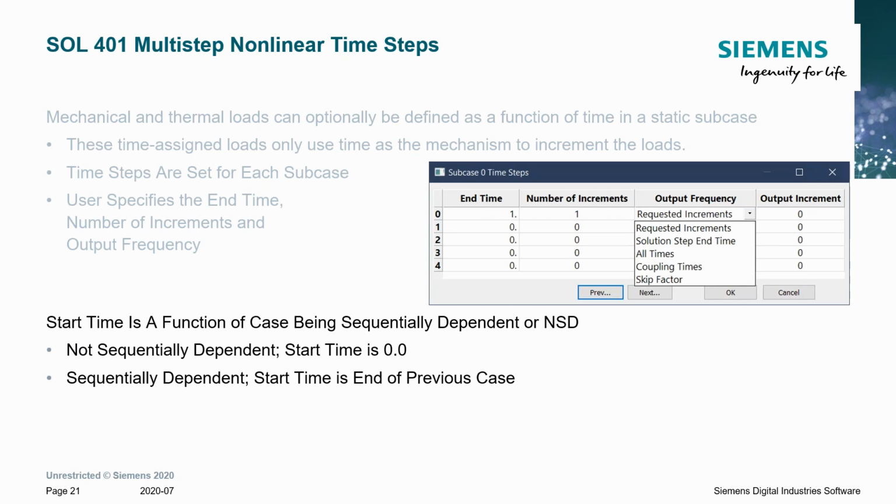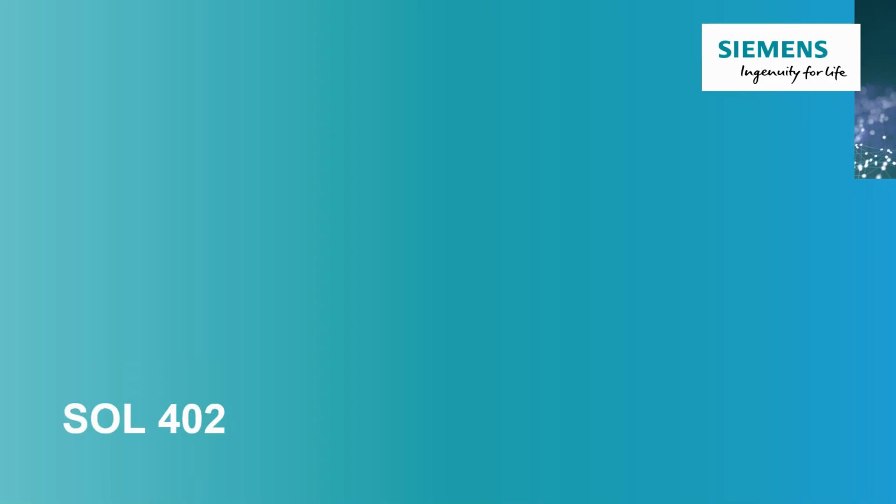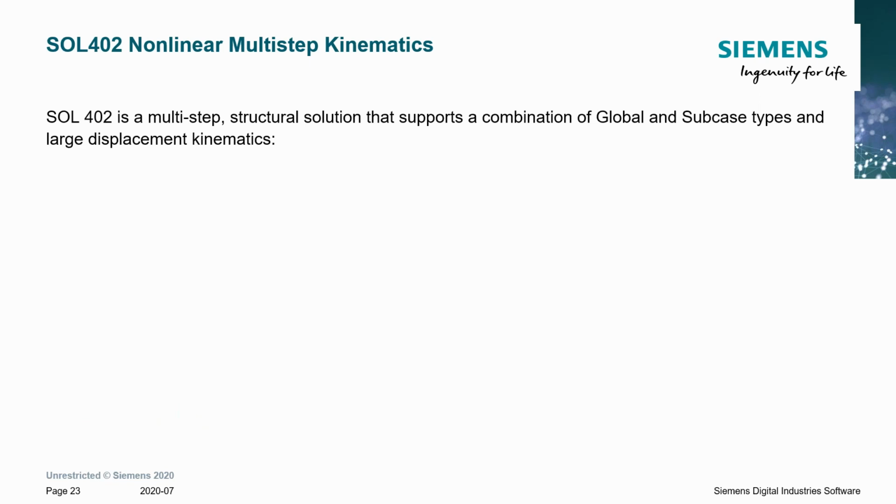Now for bolt preloads, that bolt preload is always going to end at time step 0. And then loads can be ramped or stepped as well. So when you set up your boundary conditions, you have two pull downs. One is to set up the load that's ramped versus time. Now in solution 401, you can only do a load versus time function.